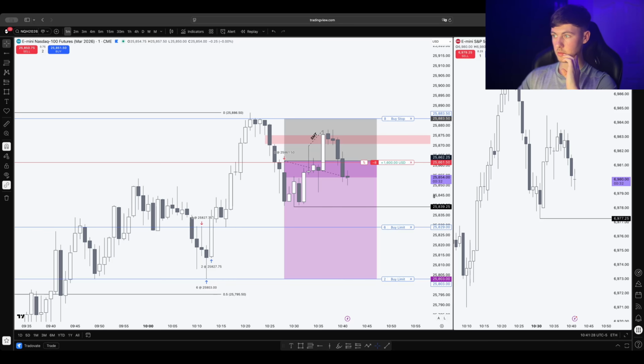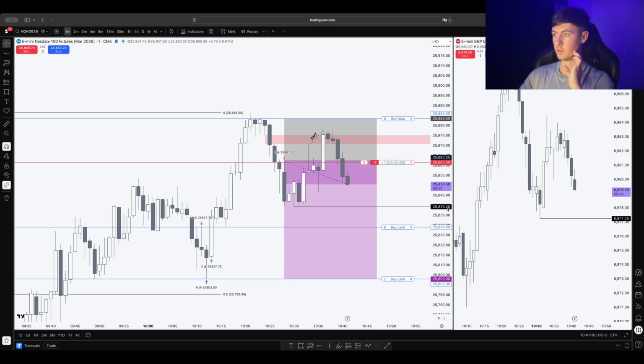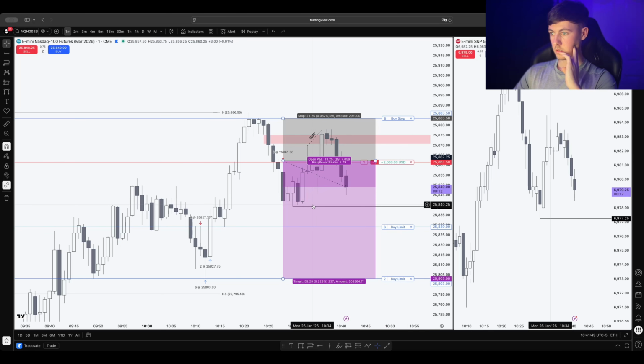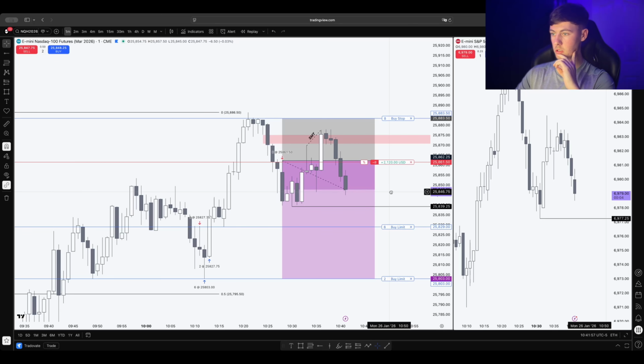So let's see. We do currently have a SMT at these lows from 1035. NQ still hasn't taken that low. So I want to see NQ run it. Yeah, right there. Perfect. Now, next level, I want to see this 1030 low get broken to the downside on either asset. Then I can look to trail stop loss.